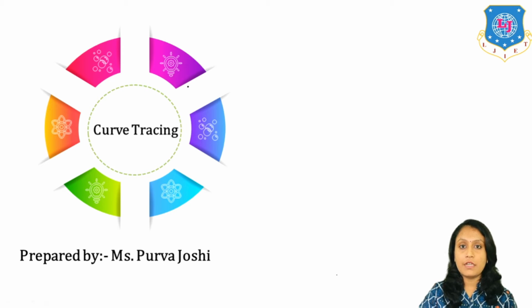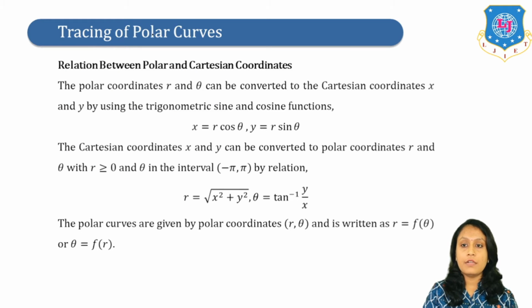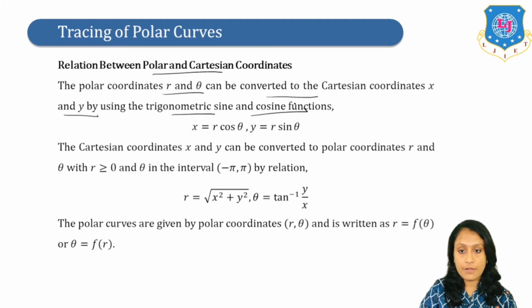Today we are going to study a topic from curve tracing. So the topic is tracing of polar curves. Firstly, we'll discuss the relation between polar and Cartesian coordinates. The polar coordinates r and theta can be converted to the Cartesian coordinates x and y by using the trigonometric sine and cosine functions. So we will use this formula: x is equal to r cos theta and y is equal to r sin theta.